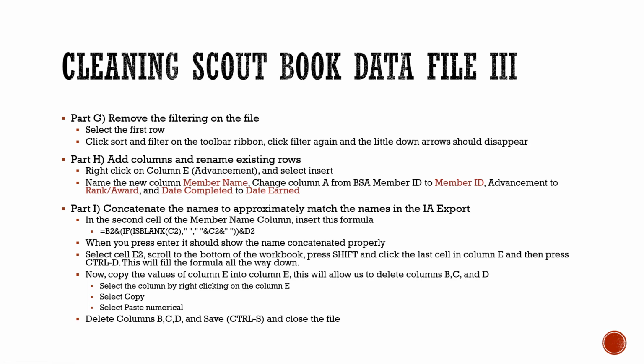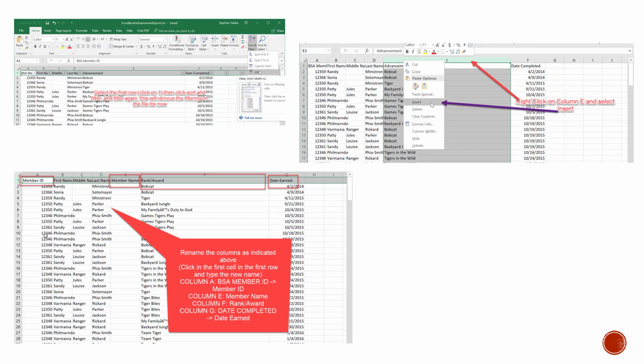So once that's done, we remove the filtering of the files, we add columns and rename existing rows, and we concatenate the names. So a few more little steps for us to do. Not very difficult. We're going to remove the filtering. It's not going to save anyway because it's just saving as a CSV file. We're going to add some columns and rename some existing rows. So we're going to go ahead and insert some additional rows in there. The member name we're going to concatenate together, and we're going to show you how to do that. So first thing you're going to do is you're going to select the first row again.